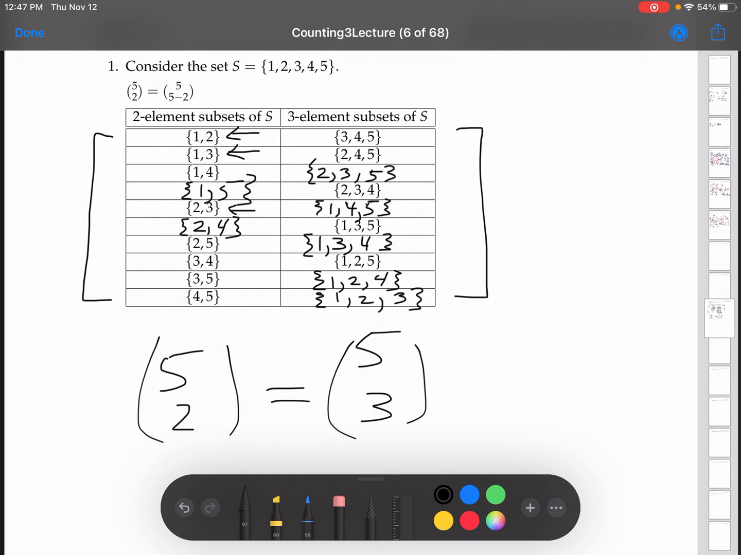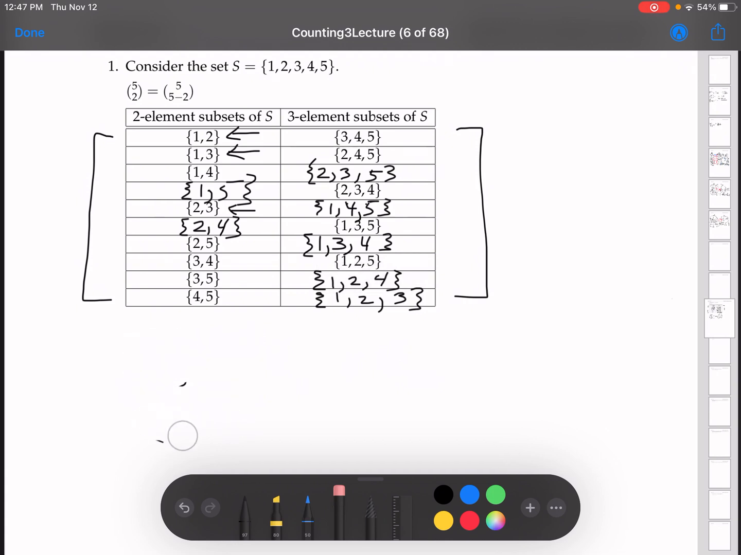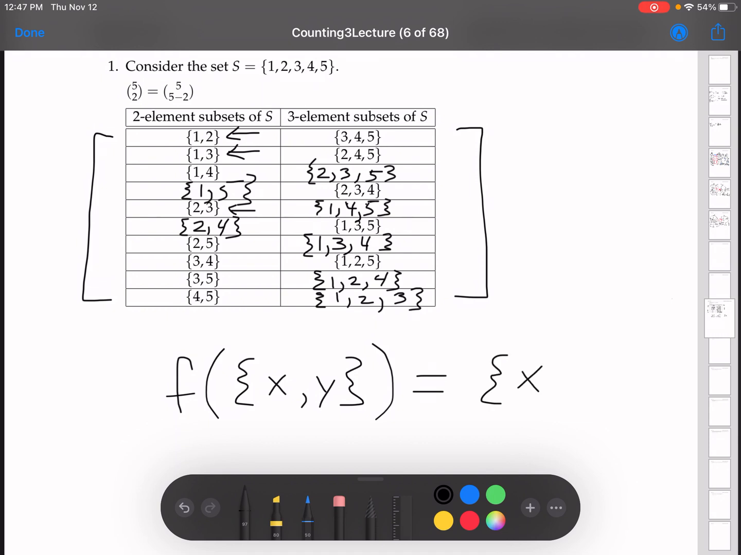So you can see that this function, and if you want to have a rule for this function, the function is f of, let's say, xy gets sent to xy complement, where x and y are two different elements of S. Right, so you can see this function is one-to-one and onto, so there is a bijection from the two-element subsets of S to the three-element subsets of S.